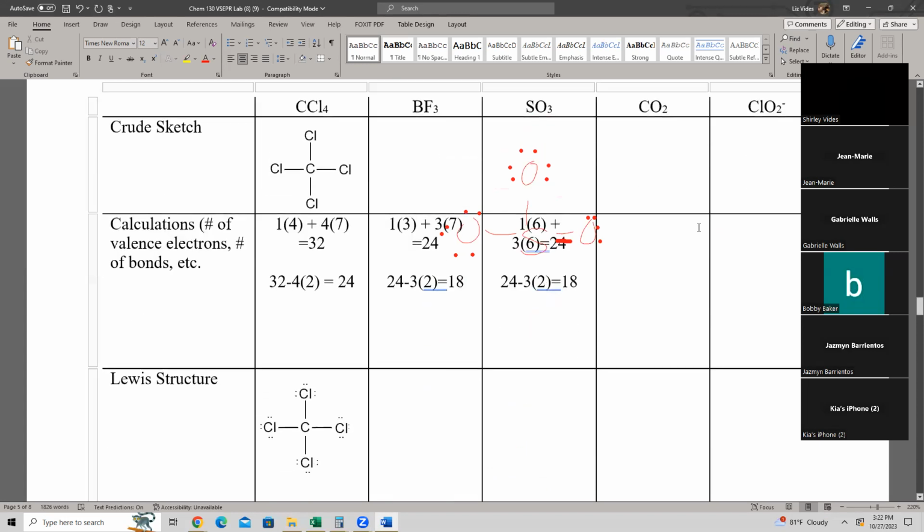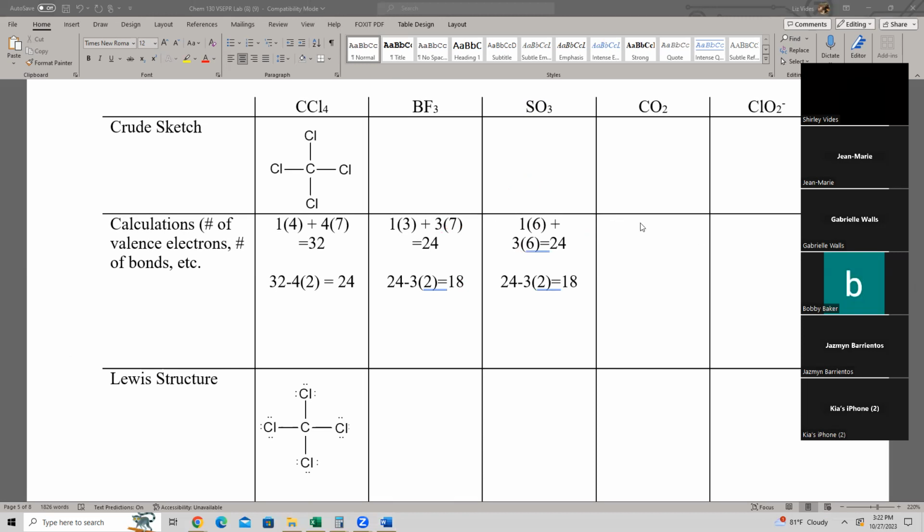It is CO2. Okay, so let's do the math for it. Oh, let me erase this one first because it's kind of in the way. Okay, there we go. All right, so we have 1 carbon in group 4, right? Plus we have 2 oxygens in group 6. That gives us a total of 12 plus 4 equals 16, right?